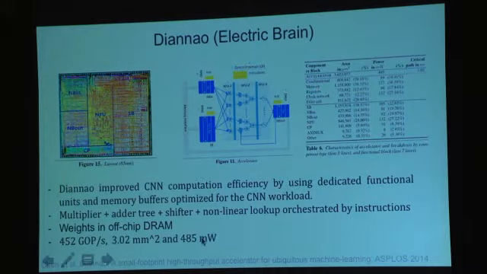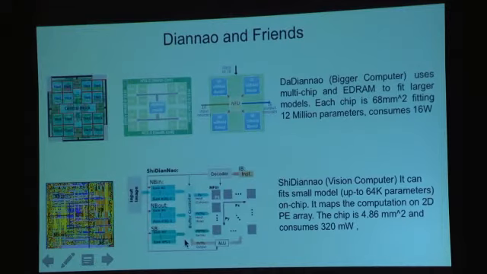And they basically show some results here in, I believe, a 65 nanometer process, getting reasonable results in performance per watt. So 452 gigaops at half a watt, so it's about 1,000 ops per watt, 16-bit fixed point. This same group, which is a collaboration between folks at INRIA and Chinese Academy of Sciences and Tsinghua, went on to do DaDianNao, which means bigger electric brain.